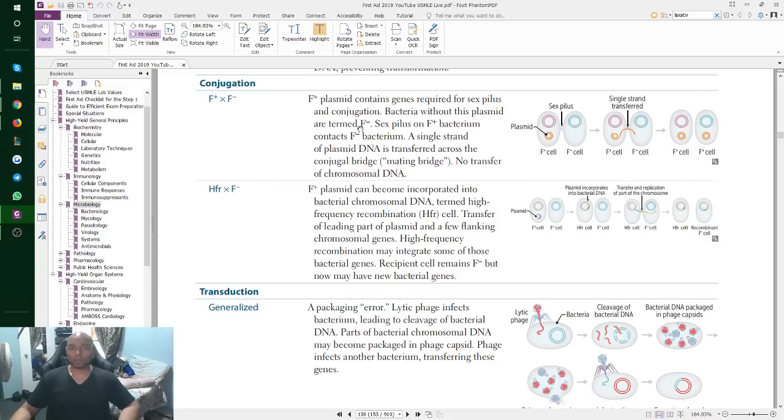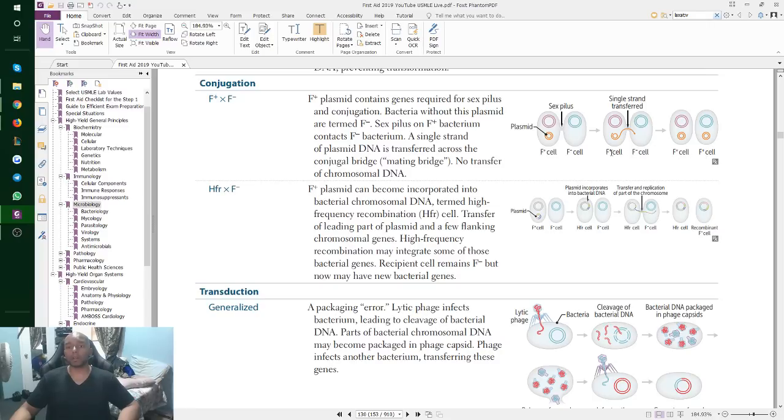Bacteria without this plasmid are F negative. The sex pilus forms on the F plus bacterium and contacts the F minus bacterium. Right, so this sex pilus was actually made by the F plus guy, and it connected with the F minus guy. A single strand of plasmid DNA is transferred across the conjugal bridge, also known as just the mating bridge. And there's no transfer of chromosomal DNA though, right? So the chromosomal DNA is up here, the plasmid is down here, and they just sent one strand of the plasmid, not the whole plasmid, just one strand of the plasmid.